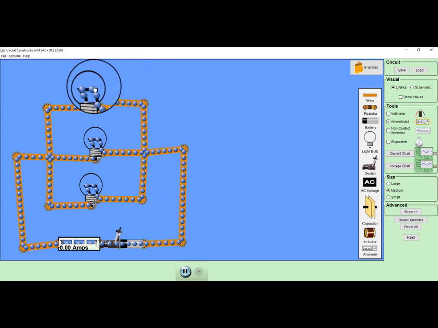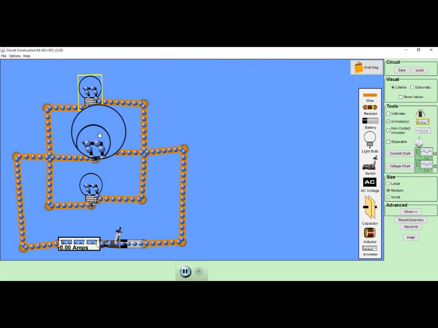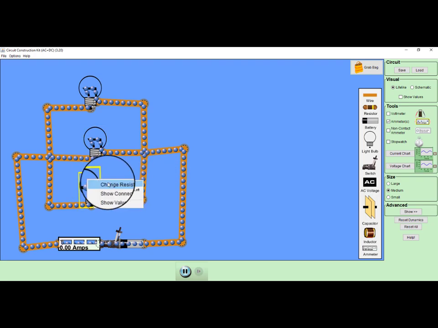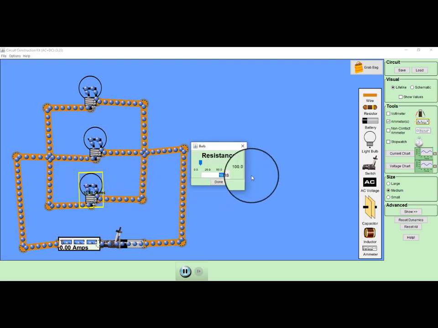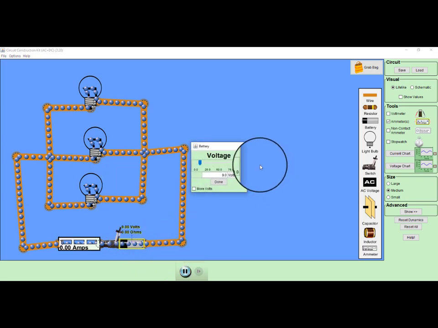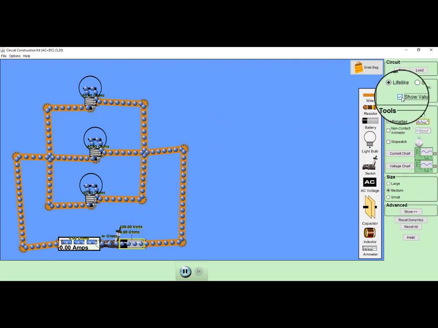Now let us adjust the resistance of each bulb. Let us say this bulb has a resistance of say 50 ohm. This bulb has a resistance of say 60 ohm. And this bulb has a resistance of say 80 ohm. Now let us adjust the battery voltage to say 100 volt maximum, and I will click on show values to display all the values.